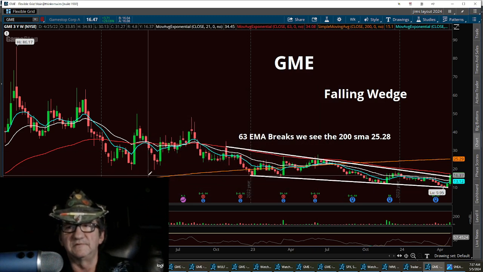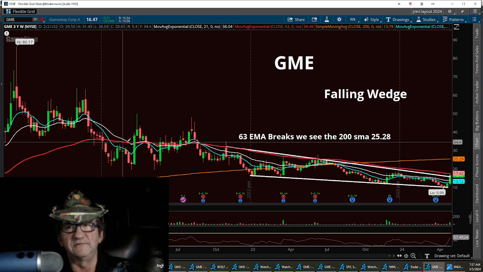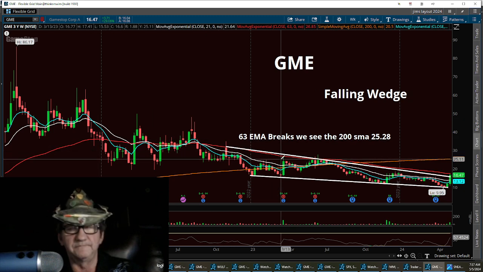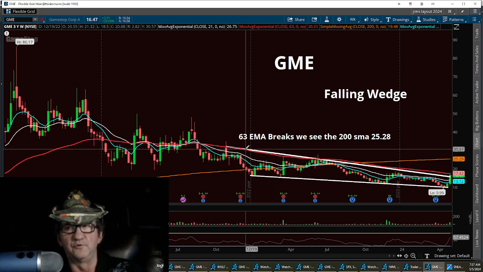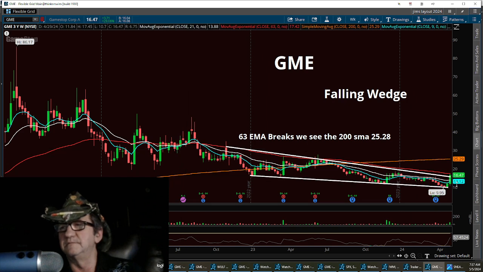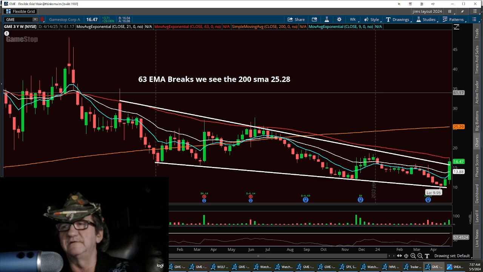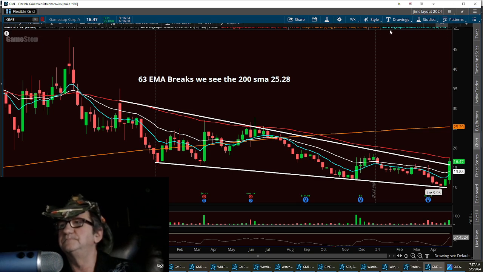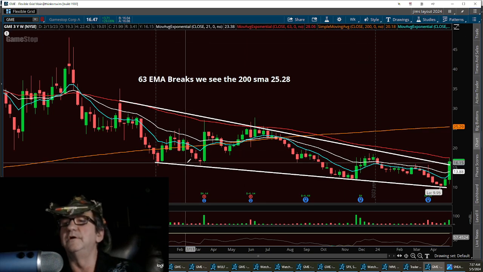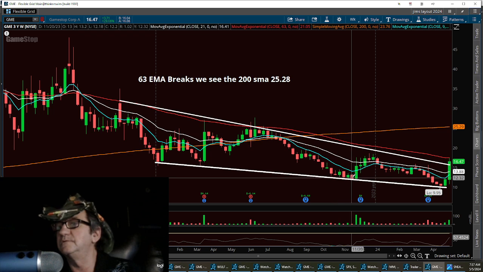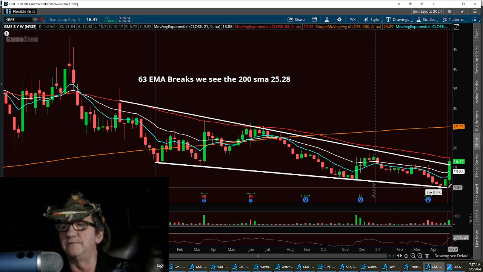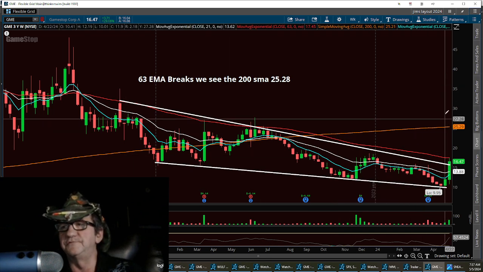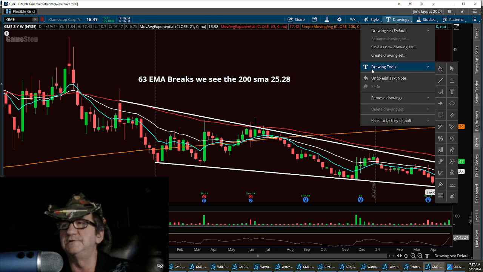So right now the 63 is acting like a pivot point. It's acting like a pivot point because we've got different touches up here on the top. If we magnify this up a little bit, we got 1, 2, 3, and 4 on the bottom, and we got 1, 2, 3 on the top of the falling wedge.